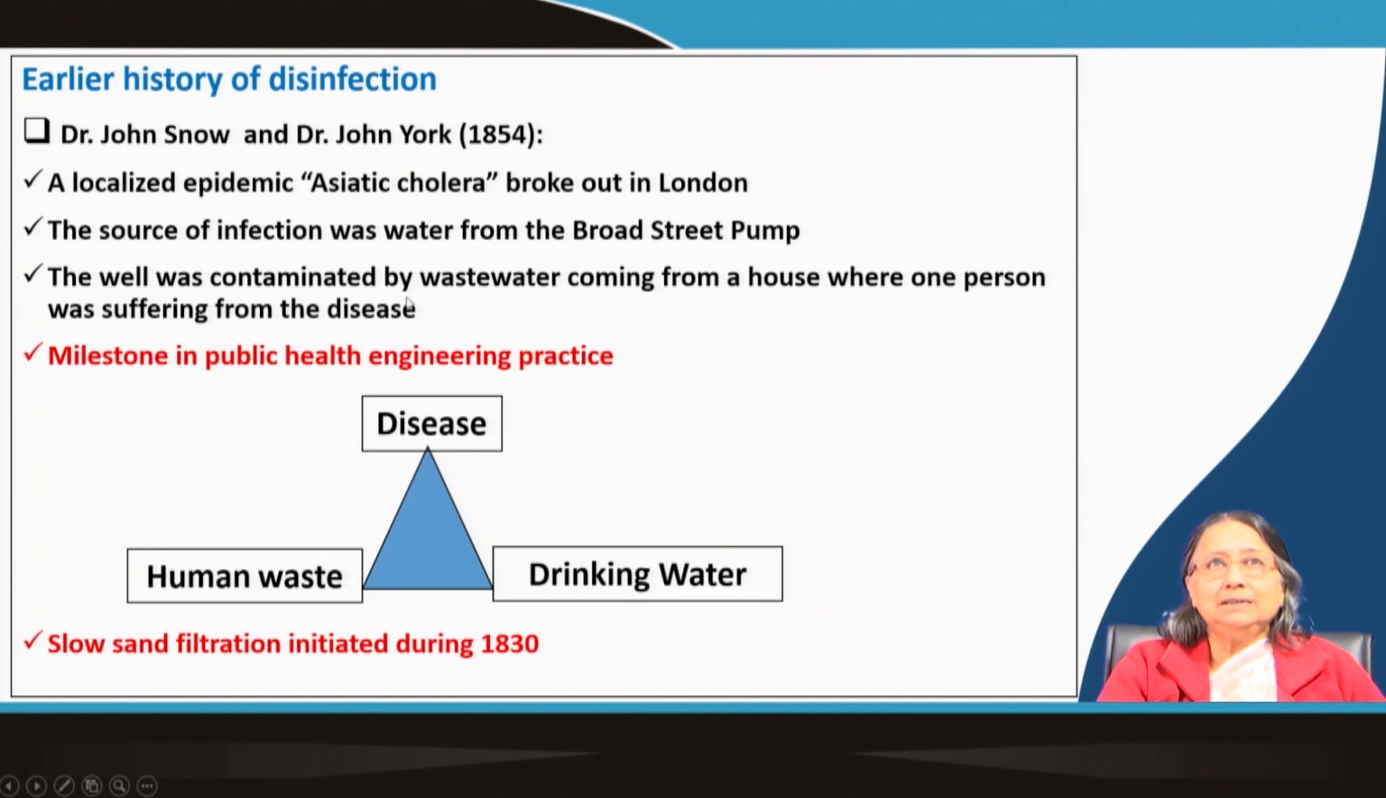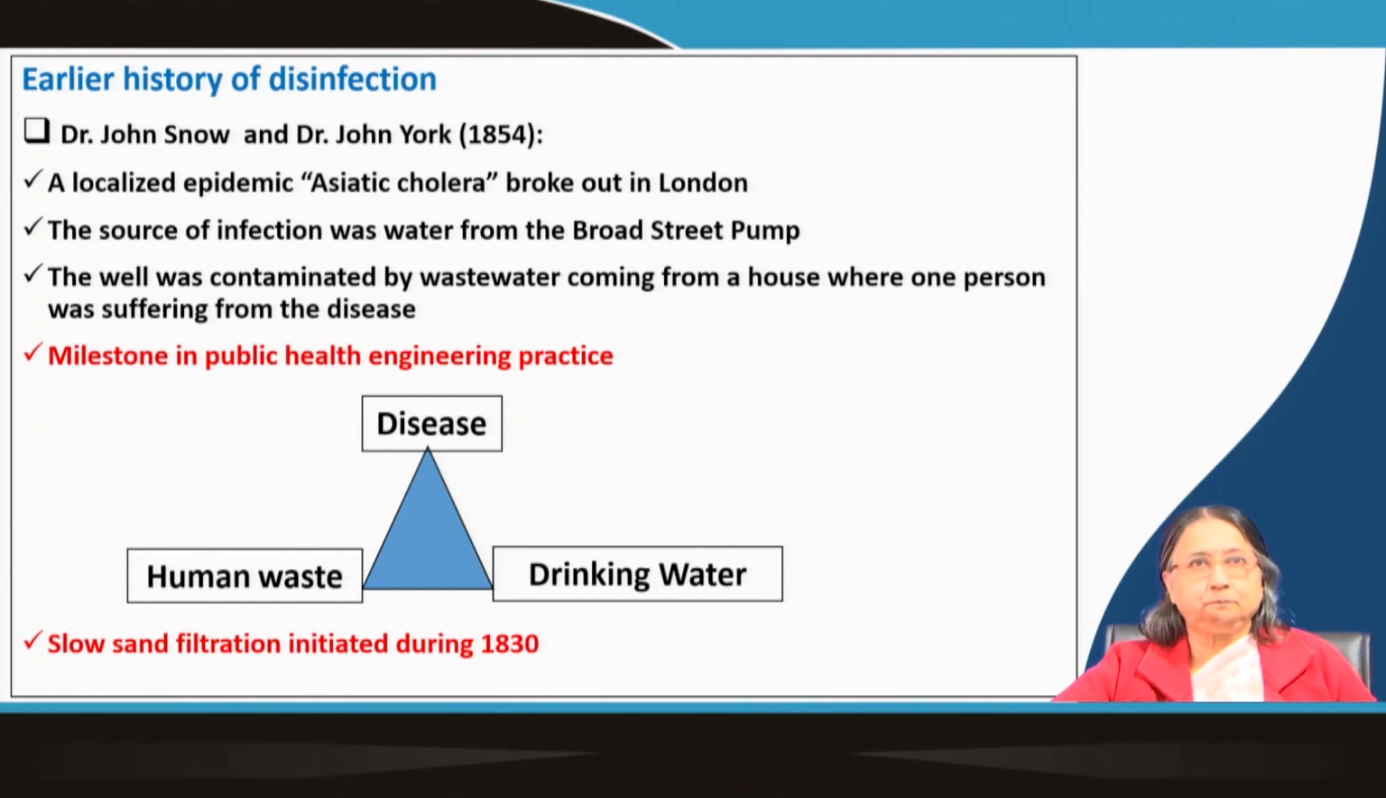Exhaustive scientific studies were done by these two persons, and they realized that this is a milestone. It was realized that there is some relationship between human waste, drinking water and disease. From this incident it became known. Now, slow sand filtration started before that, around 1830, to purify the water.